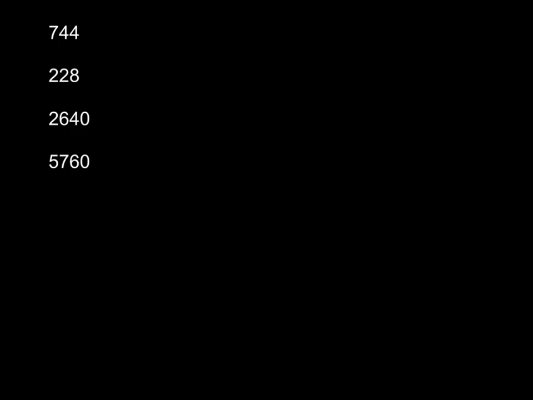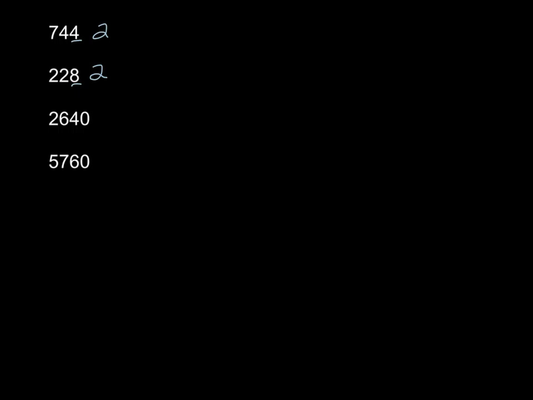So if we're looking at our quick look rules, we're looking at our last digit. So 744, that one is divisible by 2. It is not divisible by 5, and it's not divisible by 10. You're looking at that last digit. 228, last digit is an 8. So that one is divisible by 2. It is not divisible by 5, and it's not divisible by 10.